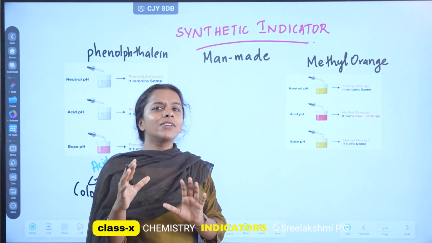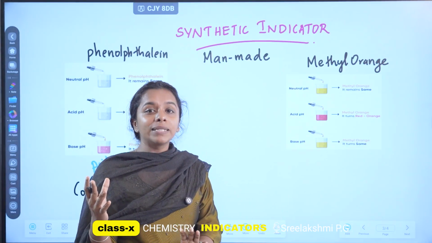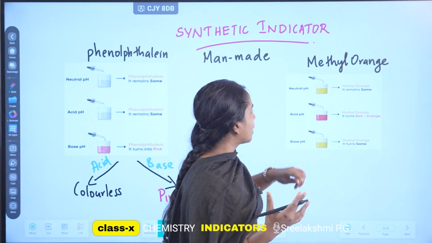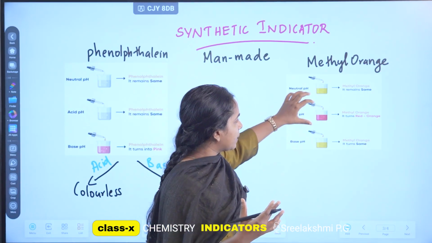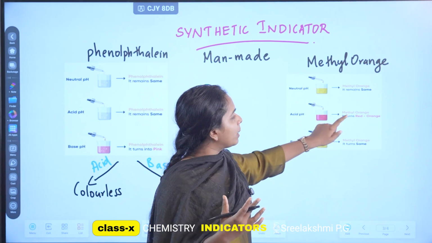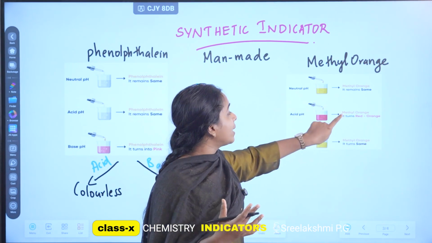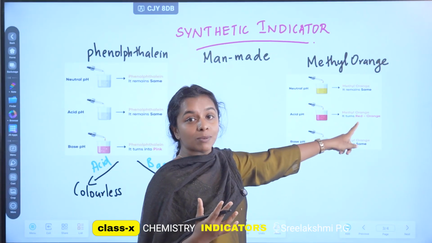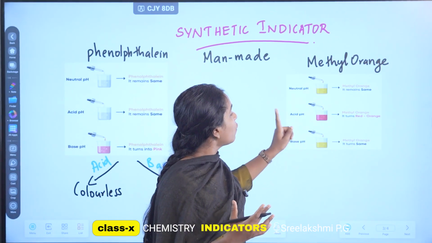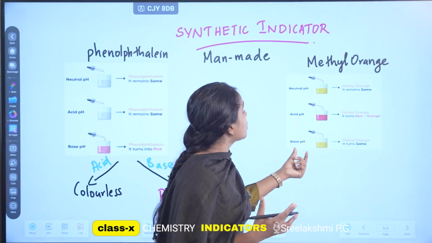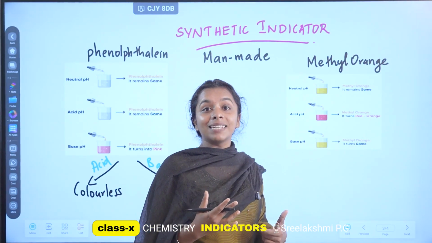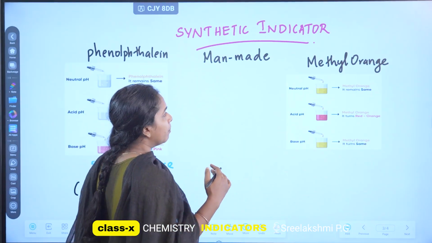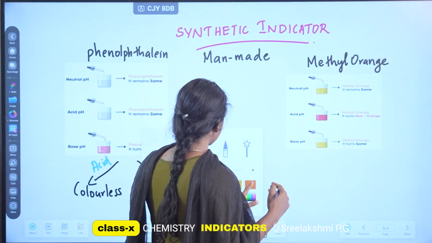In the name itself, its color is there. What is the color of methyl orange? It is orange in color. So it will be orange in color in the neutral form. But in acid form, it will turn into red color. As you can see, methyl orange will change its color to red in presence of acid. But in the presence of base, it will give yellow color.